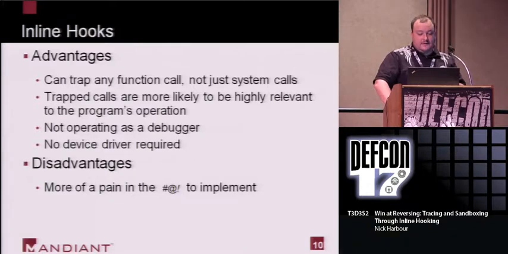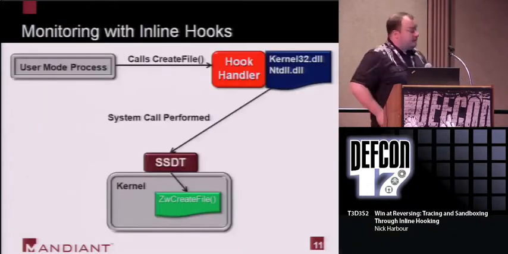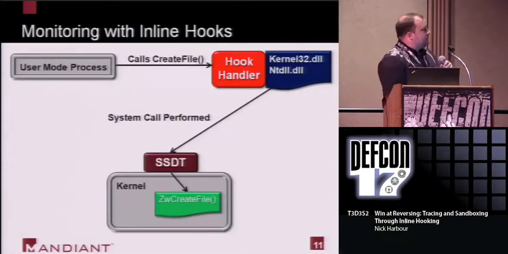Here's the whole idea. With inline hooks, we basically load stuff in user space that traps the functions we're interested in and handles them all in user space, so the kernel's never affected. It's basically the same graph we saw earlier, just you see the difference in where the hook handling is moved.